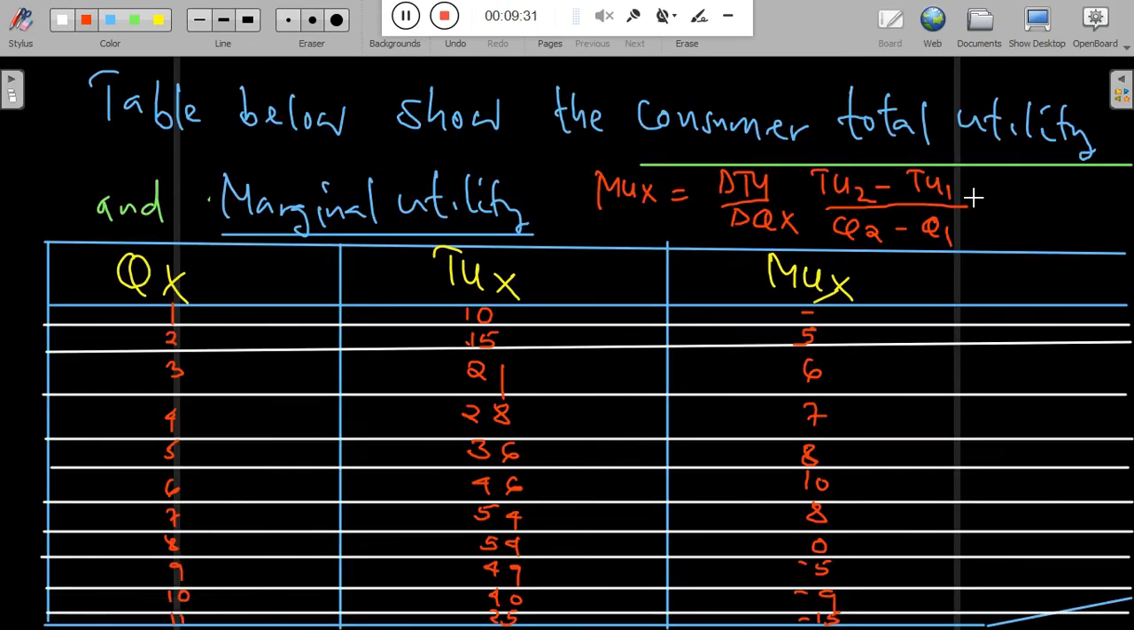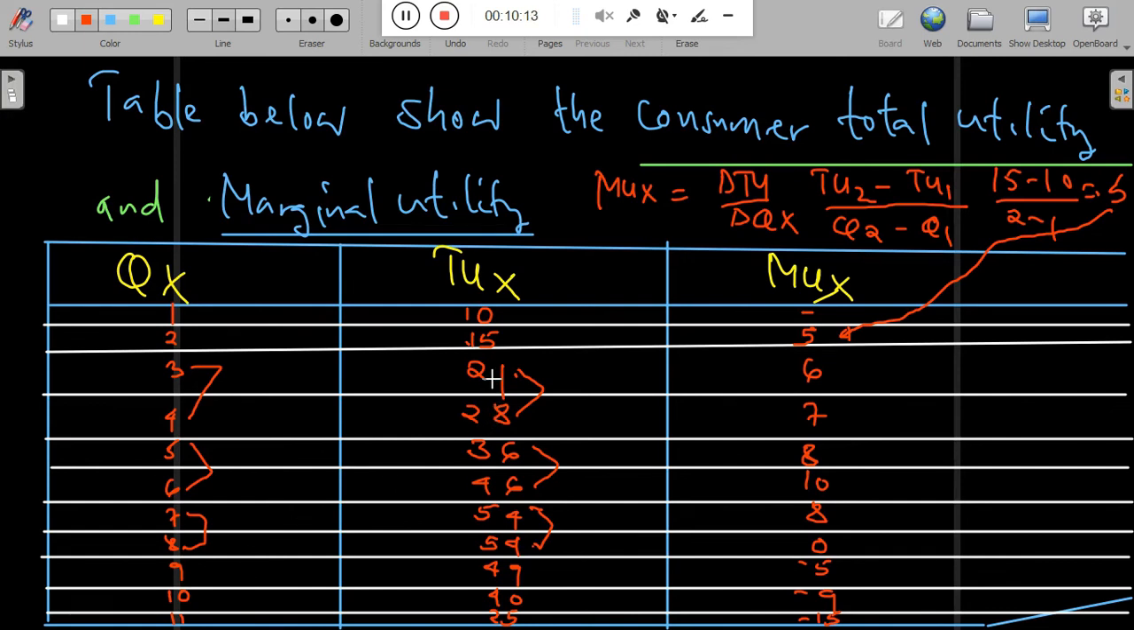The table below shows the consumer's total utility. We have the quantity of X, 1 up to 11, the total utility of X, and the marginal utility of X. From our table, as you can observe, we can obtain the marginal utility of X on the right-hand side by taking the change in total utility, total utility 2 minus total utility 1, divided by the change in quantity, quantity 2 minus quantity 1.